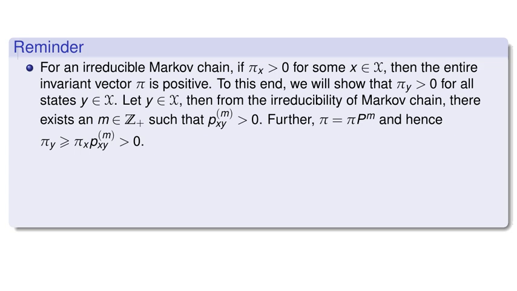Due to the irreducibility of the Markov chain, we know there exists some non-negative integer m such that the m-step transition probability from x to y, p sub xy superscript m, is greater than 0. Furthermore, since pi equals pi P raised to the m, it follows that pi sub y is greater than or equal to pi sub x times p sub xy superscript m. Since both pi sub x and p sub xy superscript m are positive, their product is positive, so pi sub y is greater than 0.